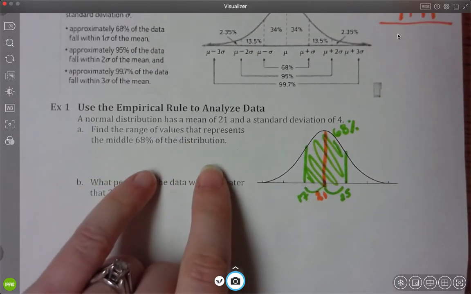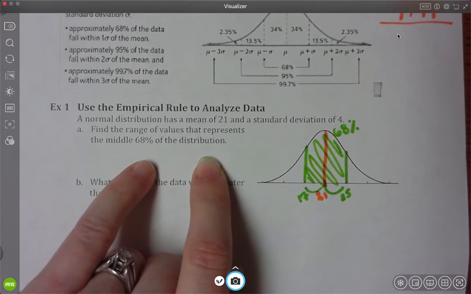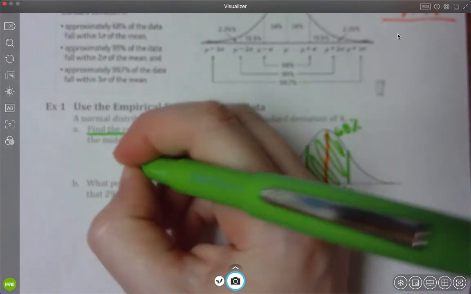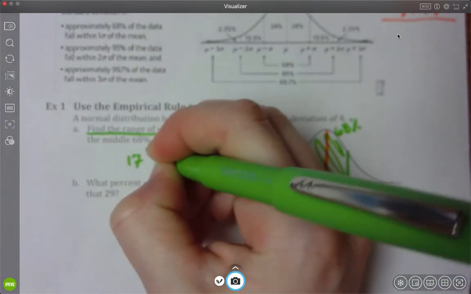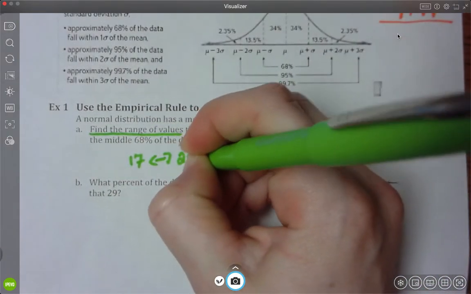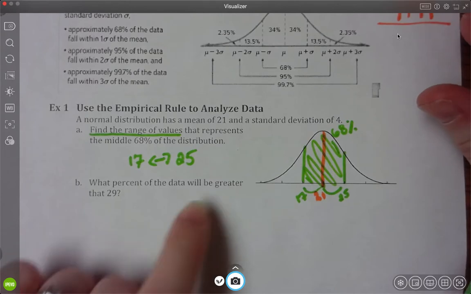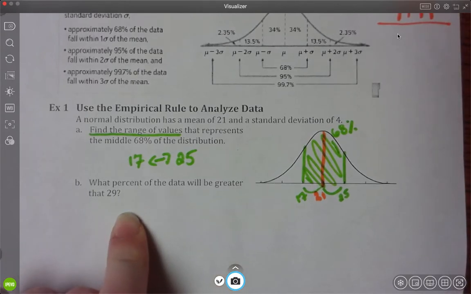So find the range of values that represents the middle 68% of your distribution. That range is going to be between 17 and 25, okay? That's my range of values. Then it says, what percent of the data will be greater than 29? Okay, so let's keep going.